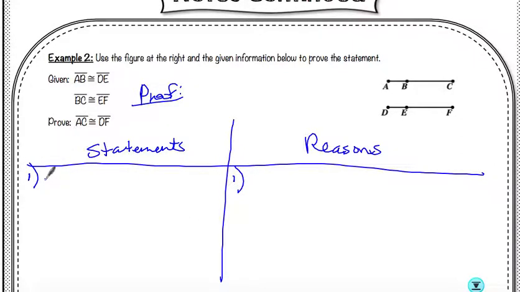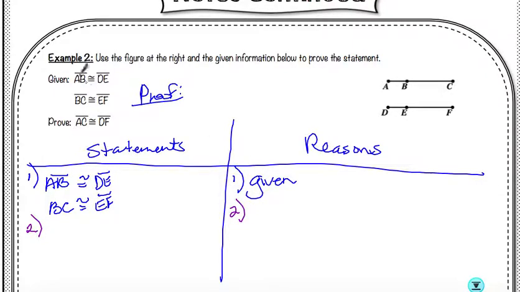And I'm going to write down what was given to us. AB is congruent to DE. BC is congruent to EF. This was given to us. Okay, that's the easiest part of this proof. We're trying to prove that AC is congruent to DF. So this whole segment on the top is the exact same length as this segment on the bottom.